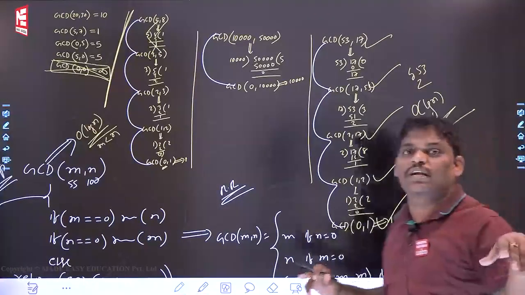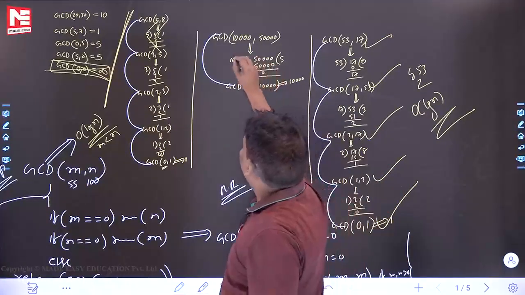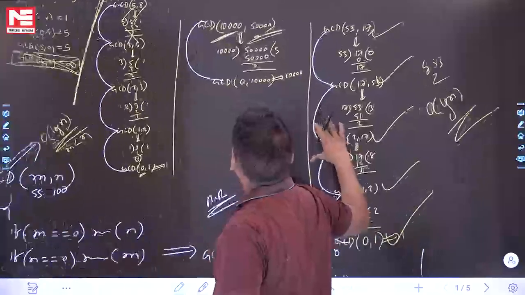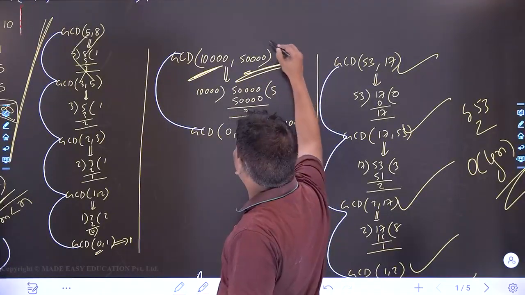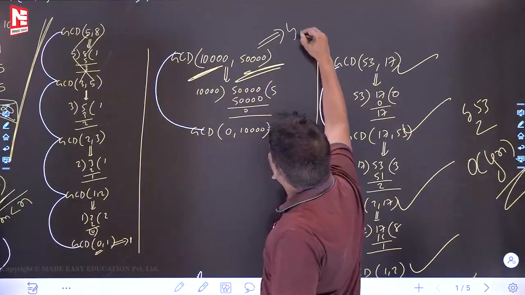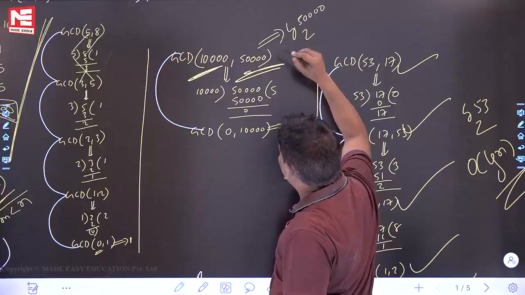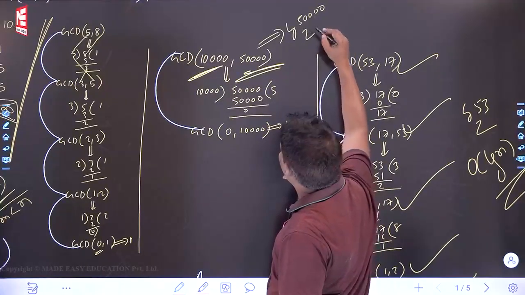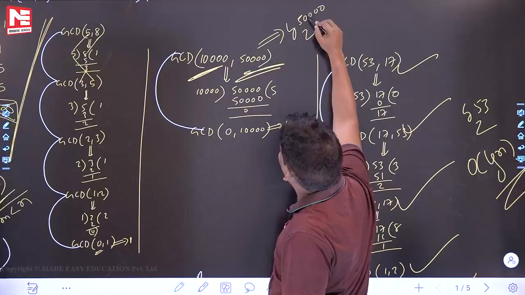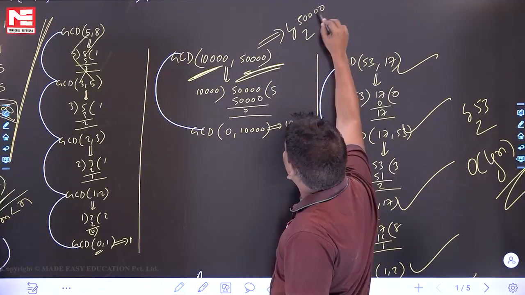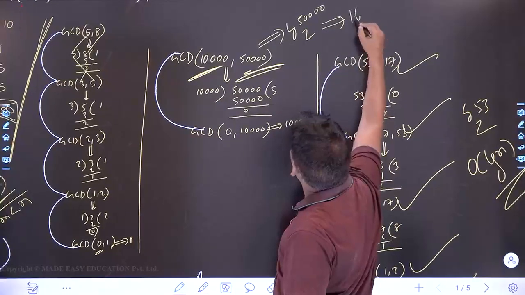But see, there is one more interesting point, one nice piece of logic. Take 10,000 and 50,000. Who is the bigger number? 50,000. What is log 50,000 base 2? 50,000 can be written approximately as 2 power 16. Log of 2 power 16 base 2, what is the answer? 16.